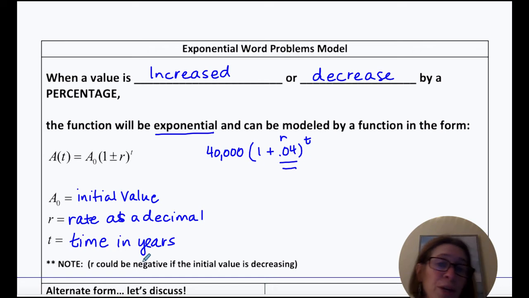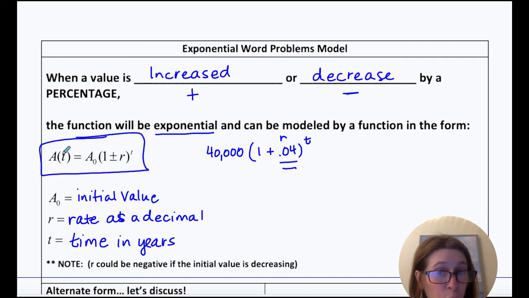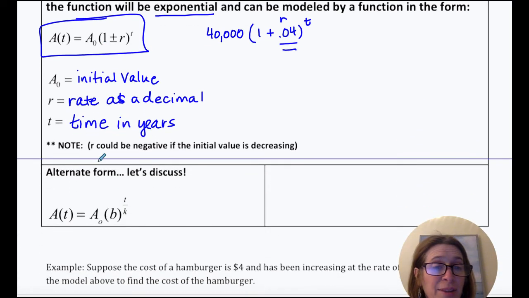Now, r could then be negative. We would do 1 minus r if the value was decreasing. So increasing, we'd add r. Decreasing, we'd subtract r. Okay, so that's our model, and that's the model we're going to be using for word problems. All right, so let's look at an example. Now, we're going to talk about this alternate form in class, okay?